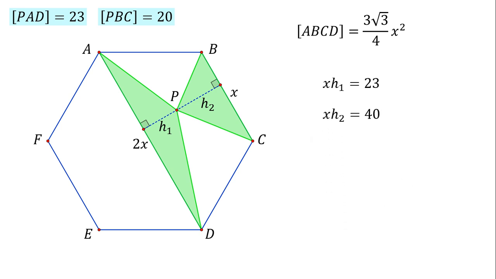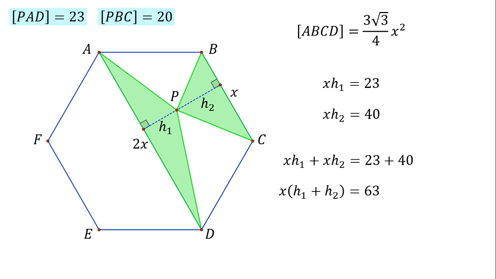Now let's add these two equations. So we get this equation. Notice that in the resulting equation, we can factor out x in the left-hand side. So we get x times quantity h sub 1 plus h sub 2 equals 63.